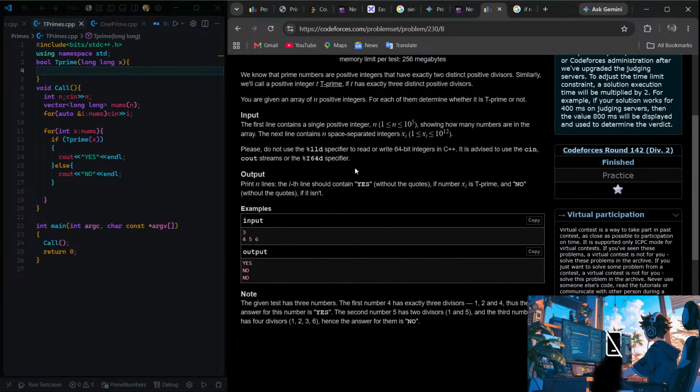Apply the sieve on this array only. What is the question? The first line shows how many members are in the array. The next line says please do not use the LLD specifier, the long double specifier, to read or write 64-bit integers. I know that 4 is a T prime, but how will I write it, that 4 is a T prime number?